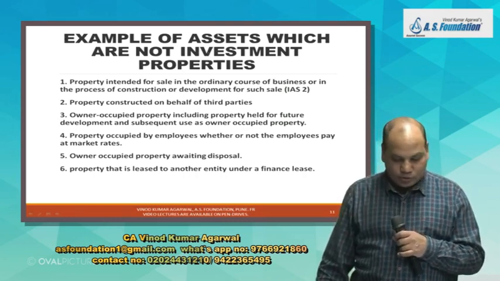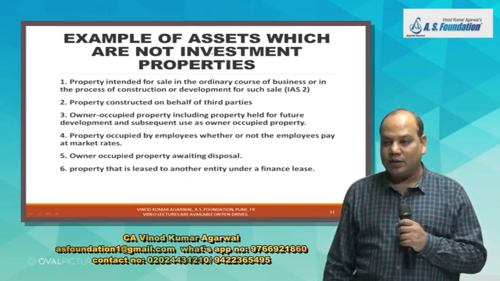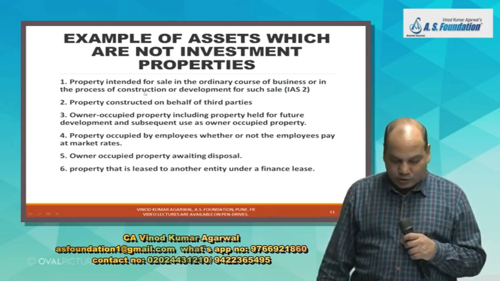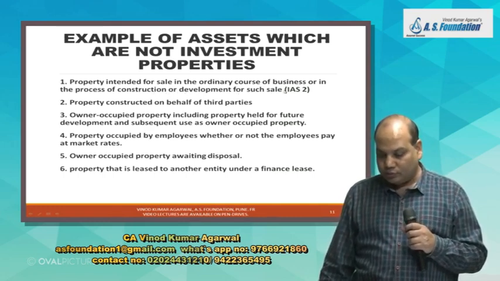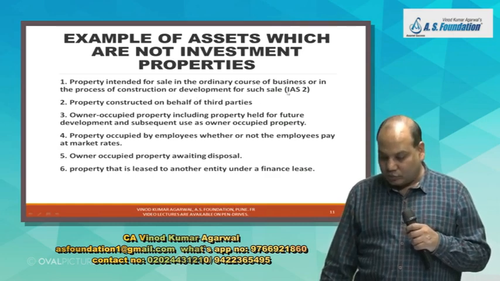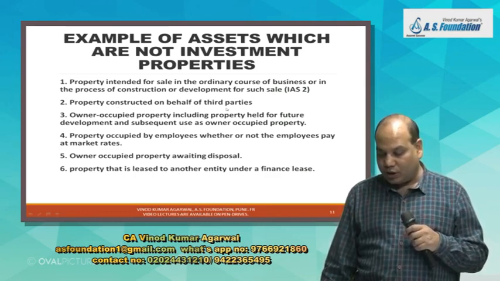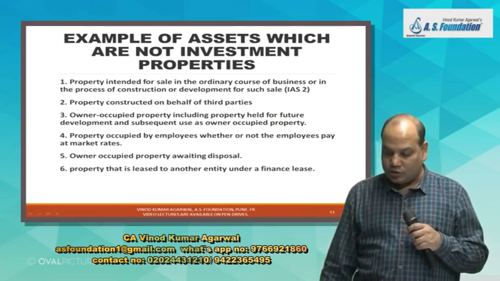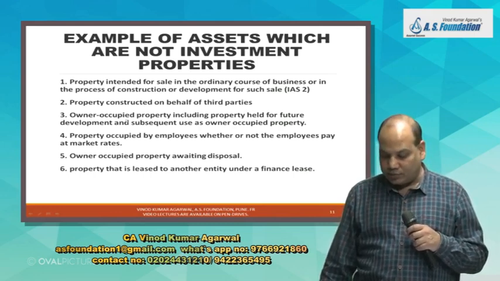Now I have also made a list of those assets which will not be classified as investment properties. The first one is the easiest one: property intended for sale in the ordinary course of business, or in the process of construction or development for such sale. Which standard will apply here? IAS 2. Property constructed on behalf of third parties is a construction contract, IFRS 15.